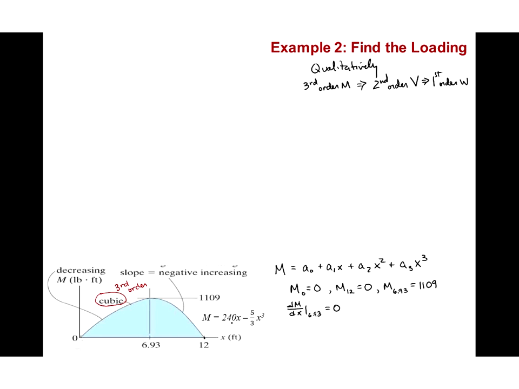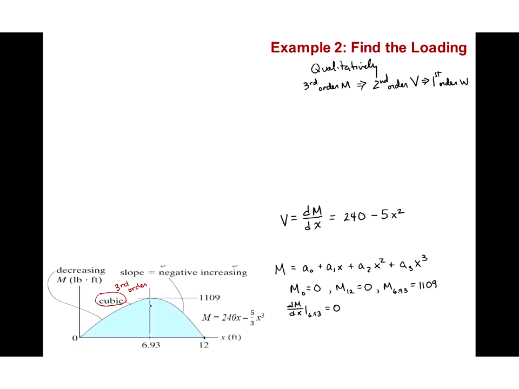Now note that if M is equal to 240x minus 5/3 x cubed, we know that V is equal to the derivative of M with respect to x. So it must be equal to 240 minus 5x squared, which gives us the parabolic function. We knew that V was second order. This is the second order function for V. It's just the derivative of the function for M.